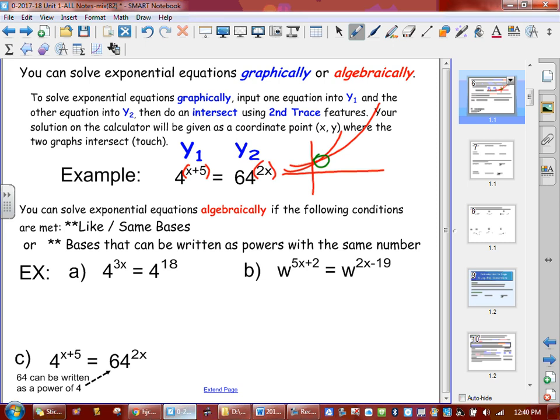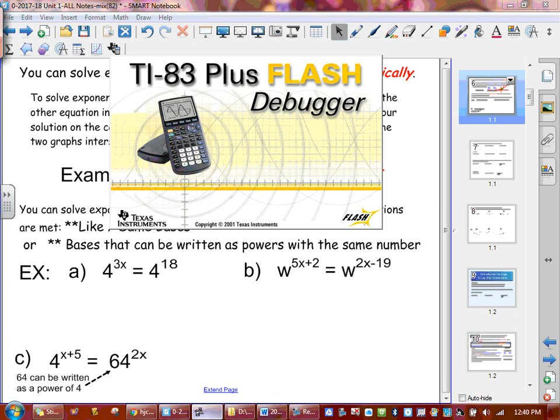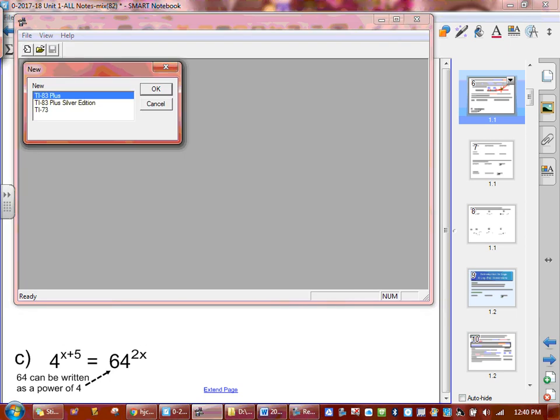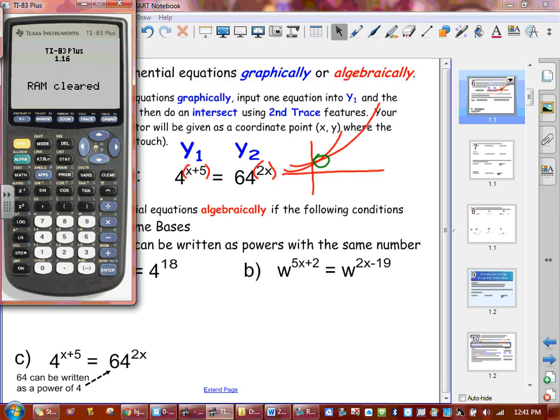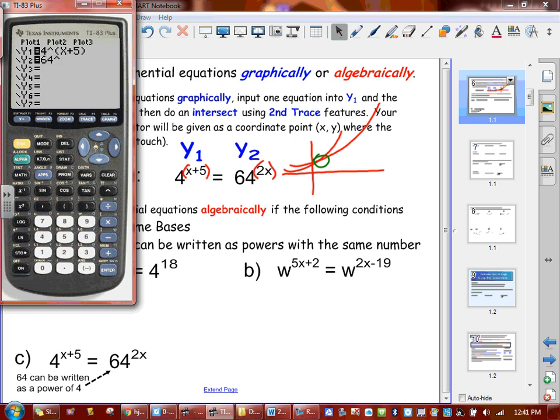So, let's graph it real quickly. We'll go to our calculators, to y1 and y2. Where we find our equations, we go up to y equals on the top left. In y1, we put 4 exponent, open bracket, x plus 5, close bracket. Then we go down to y2 and put in 64 exponent, bracket 2x, close bracket.